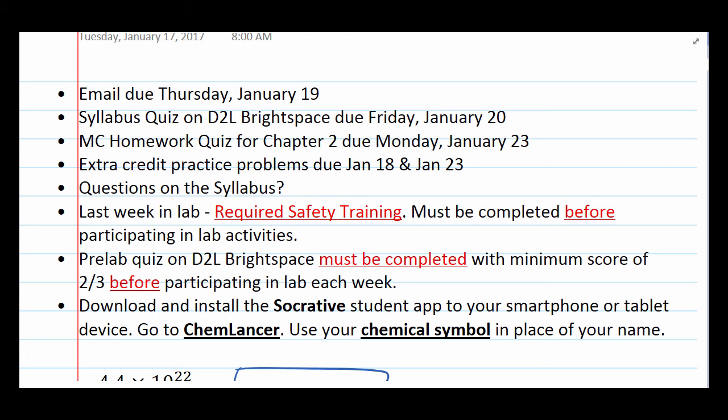And then, again, every day in class, you're going to sign in to the Socrative app, go to the Chem room, and sign in with your chemical symbol in place of your name. Any questions on the routine? All right. Well, let's get to it then.